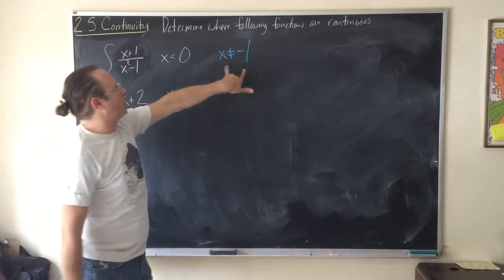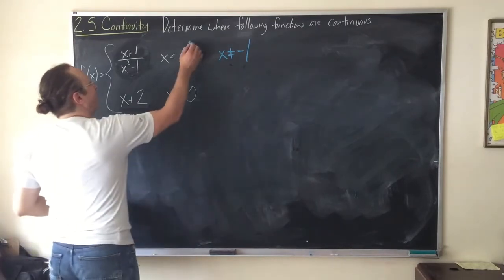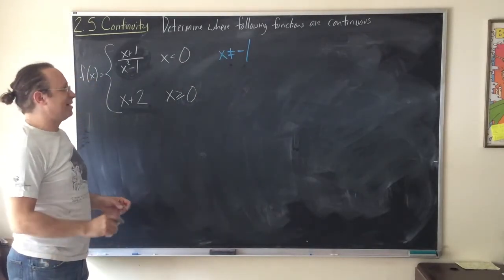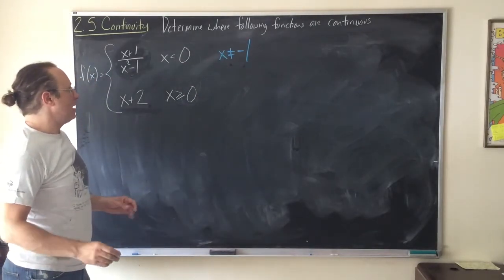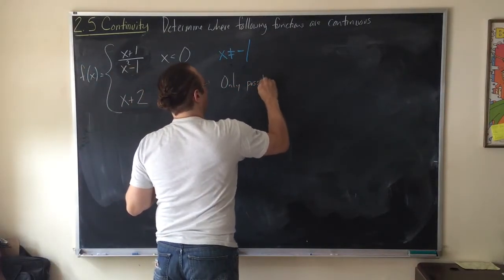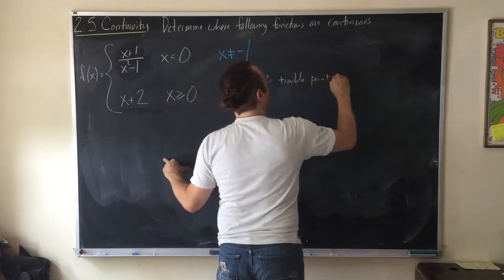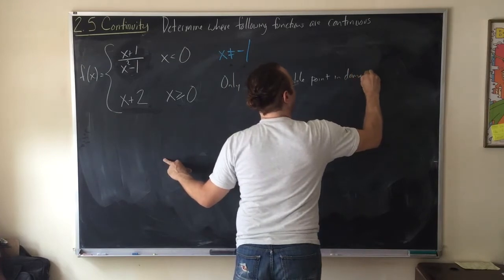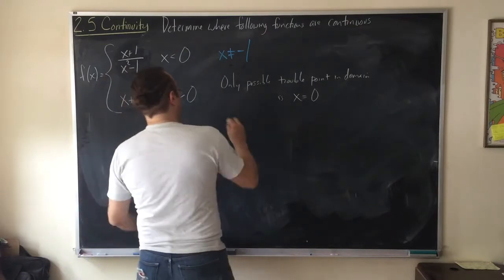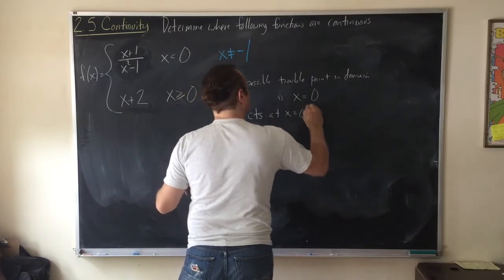All right, so the first thing we thought about is the domain. x better not equal negative 1. The other big tip-off is the fact that we're switching gears here at 0. And so the only possible trouble point in the domain is x equals 0.